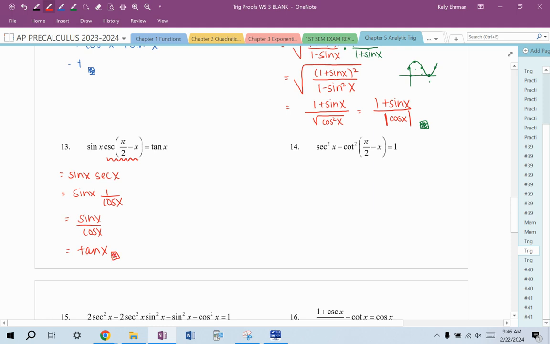It's fine with me if you go right from this step. I would want to see this step for sure, and I would want to see sine over cosine, and then obviously you finish. Whether you show this second step or not is up to you.